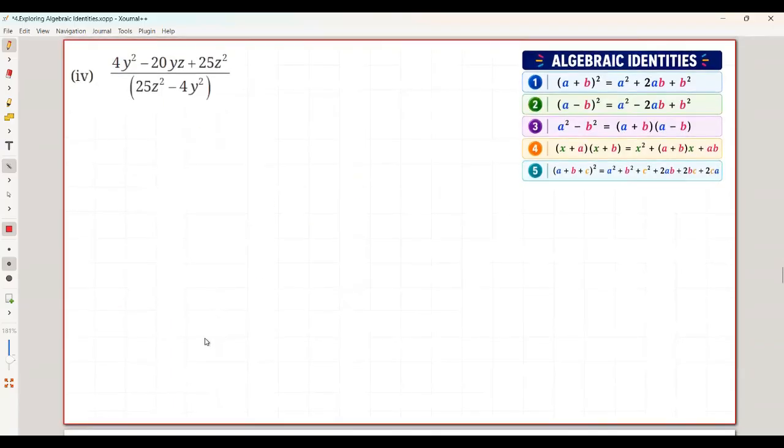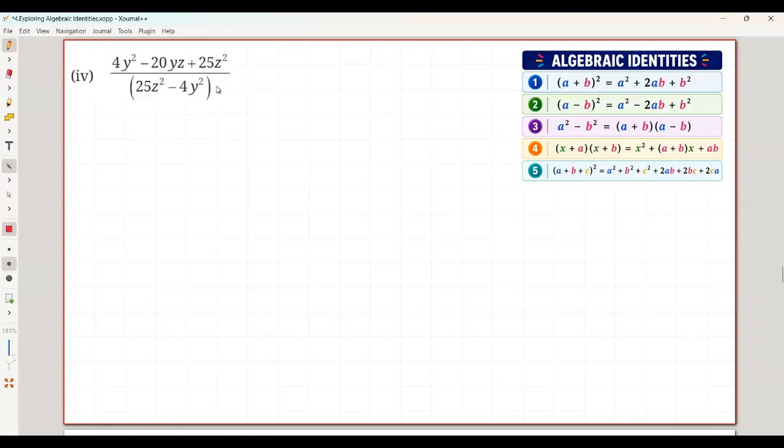So question number 4. 4y square minus 20yz plus 25z square, just divided by 25z square minus 4y square. So both numerator and denominator we have square identity. First of all, you check anything is common. There nothing is common. And check whether you can use identity. Yes, of course. Both first and last number is the perfect square number. I can use the identity.